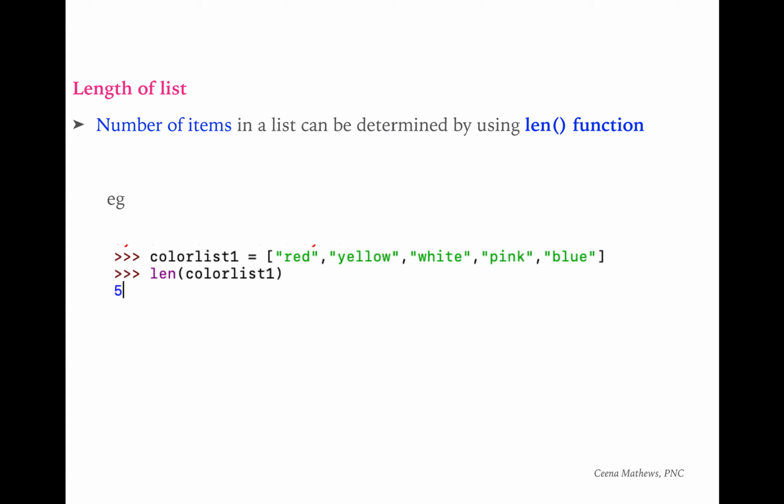The first among them is length. That is, the number of items in a list can be determined by using the len function. A len function can be used with all collection data types. You can use it with list, tuple, dictionary, set, strings. For all these cases, you can use the len function to find the number of items. As you can see in the example, I have created a color list one with all these colors. When I use the len function with this, it displays the output as 5 since there are 5 colors in this list.